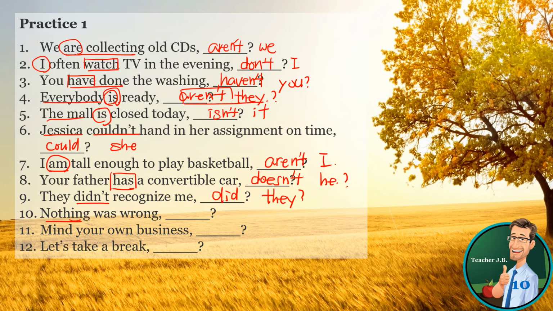Nothing. When it's thing, it's always singular. But this is negative, right? So we don't say wasn't. Instead we say was it. Mind your own business. You can say anything. You can say will you, would you. So you can put anything you want. Let's take a break. When you say let's, usually you can say shall we? Let's dance. Shall we?